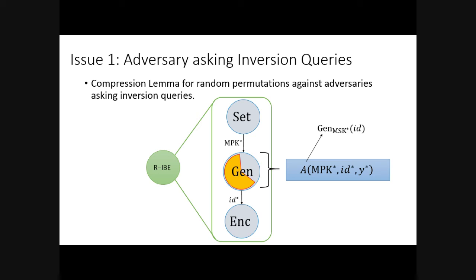Except here, the adversary can ask inversion queries from the middle layer, gen. And so we could say that if the adversary could ask inversion queries from this layer, then we could still be able to compress this. And by compressing it, there are only a small number of RIBE oracles that the adversary could break.